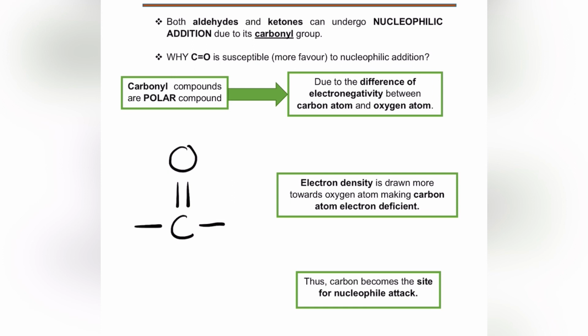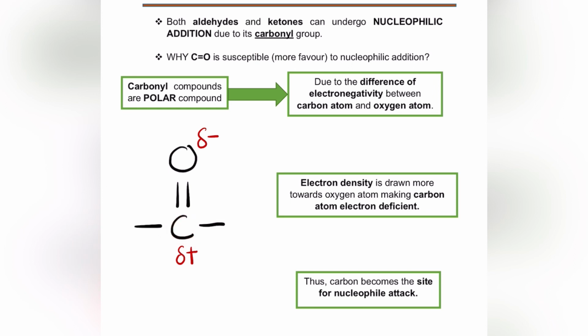Next, this carbon double bond O is a polar bond because we have a difference in electronegativity between the carbon atom and the oxygen atom. So you have to label carbon as electropositive and oxygen as electronegative. The electron density at this bond will go towards the oxygen because oxygen is more electronegative. It makes this carbon atom electron deficient, with fewer electrons.